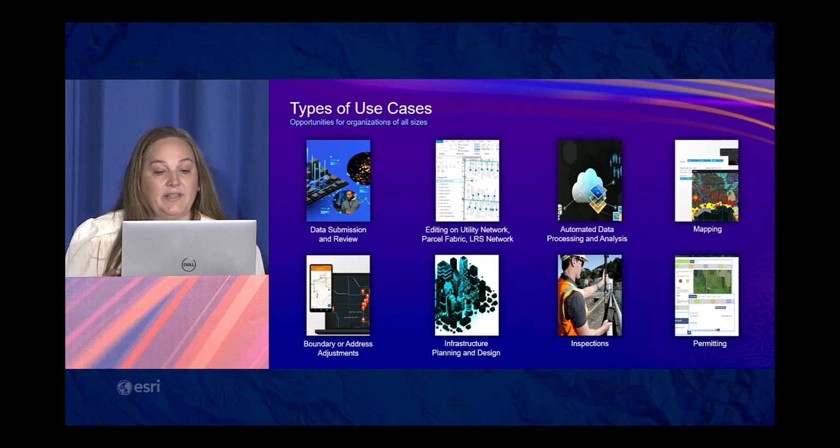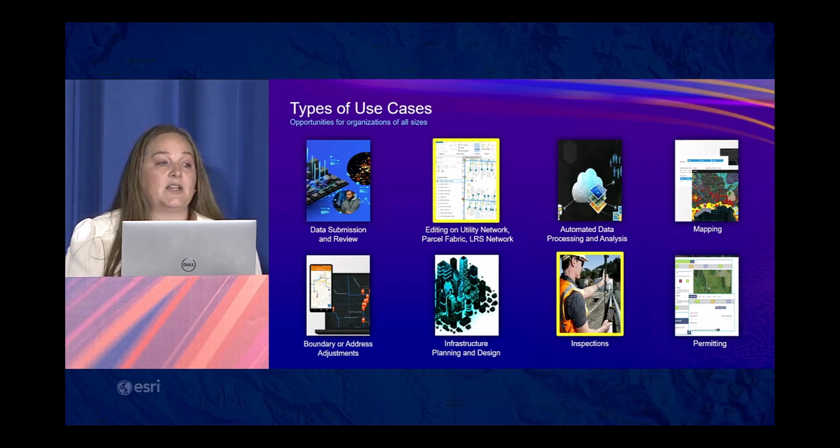So for our demos today, Arthi is going to be focusing on 2 types of use cases. The first one is going to be editing on an LRS or location referencing network, and the second is going to be an inspection request review.